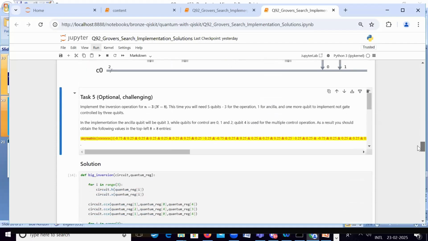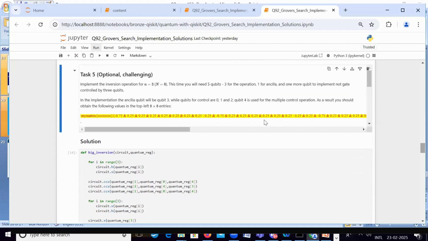And next task is optional but challenging. Implementing the similar function, that is the inversion operator, for n equal to 3, where N is equal to 8. This time you need to use not 3 but 5 qubits.